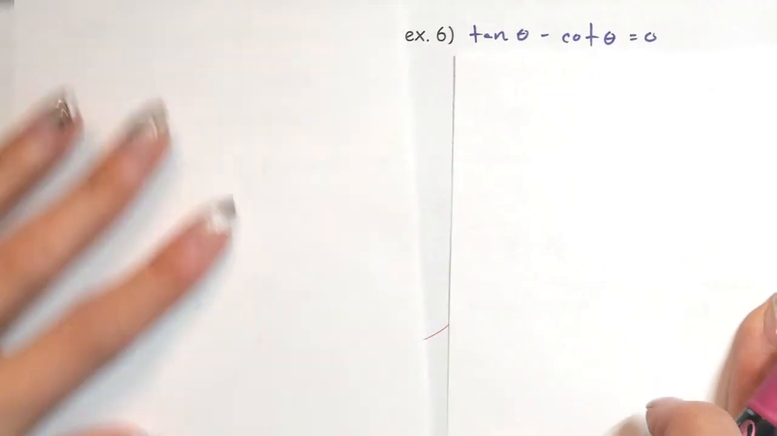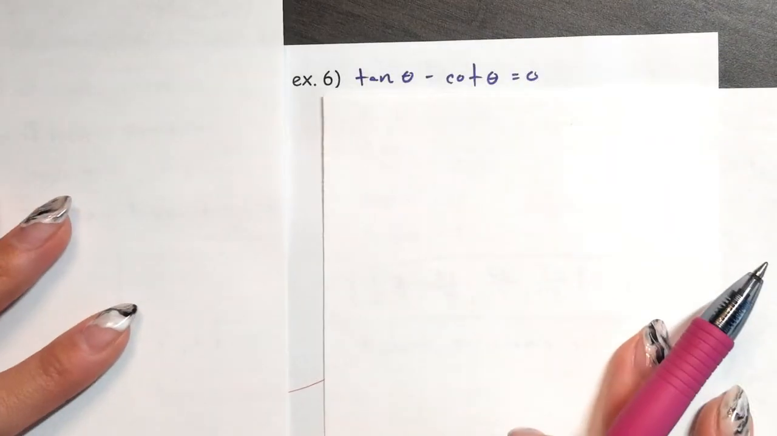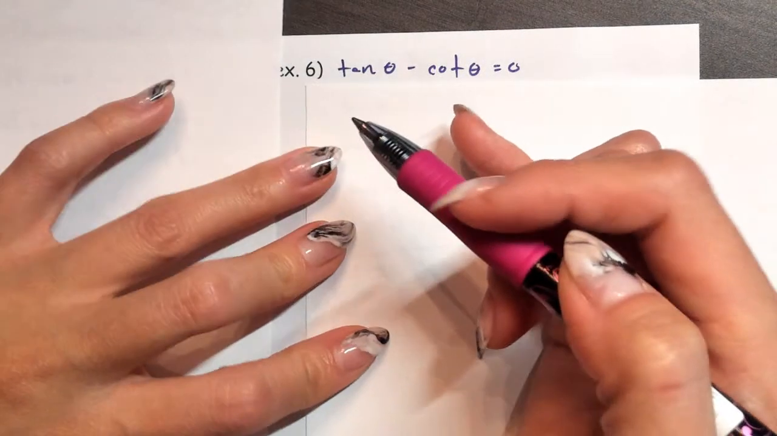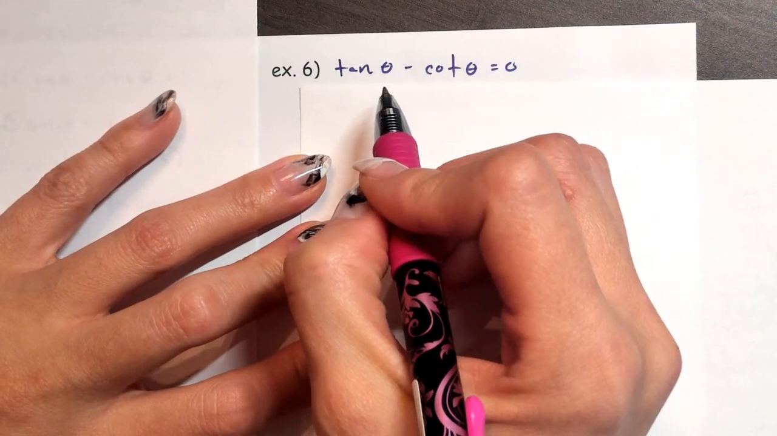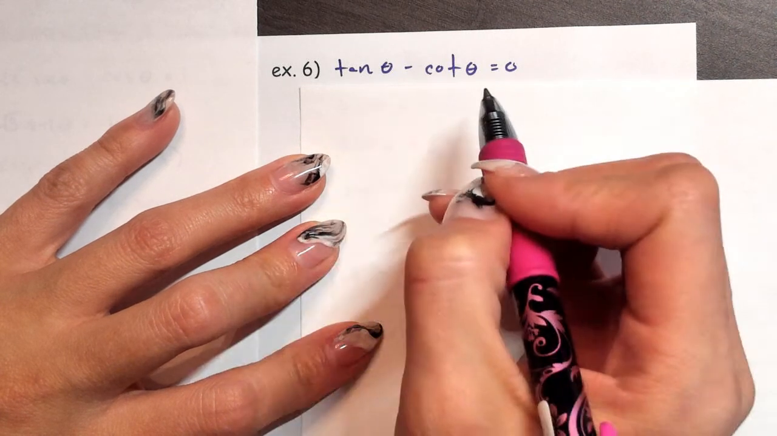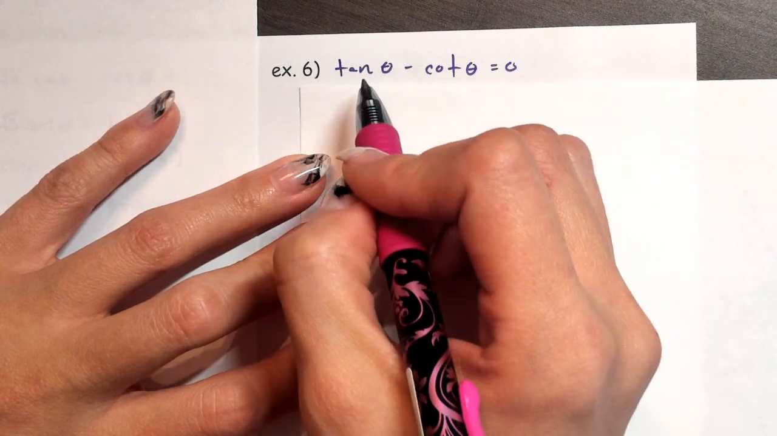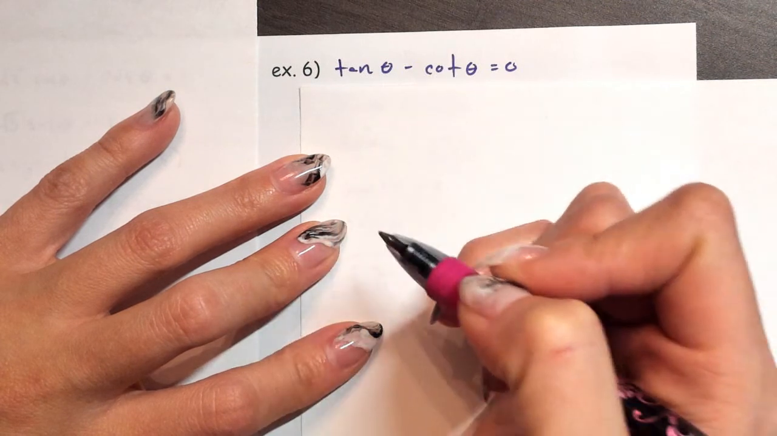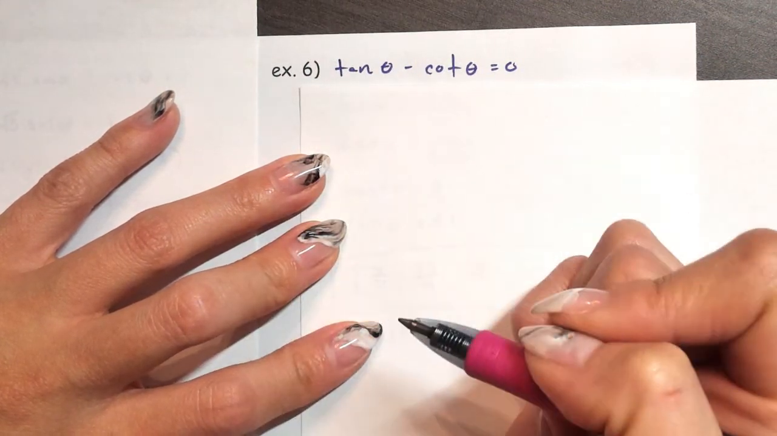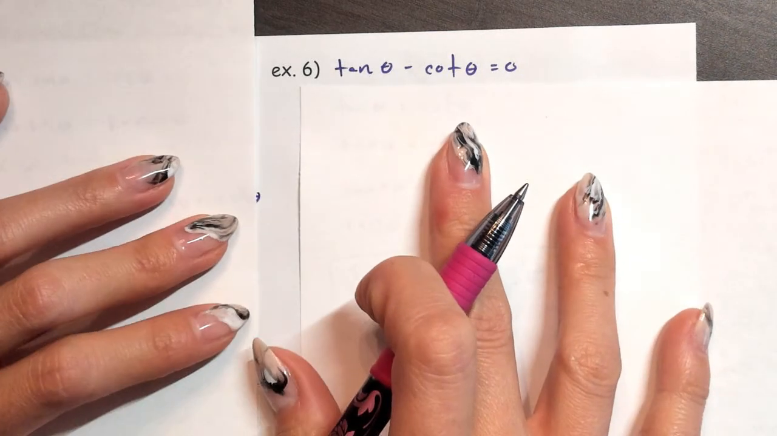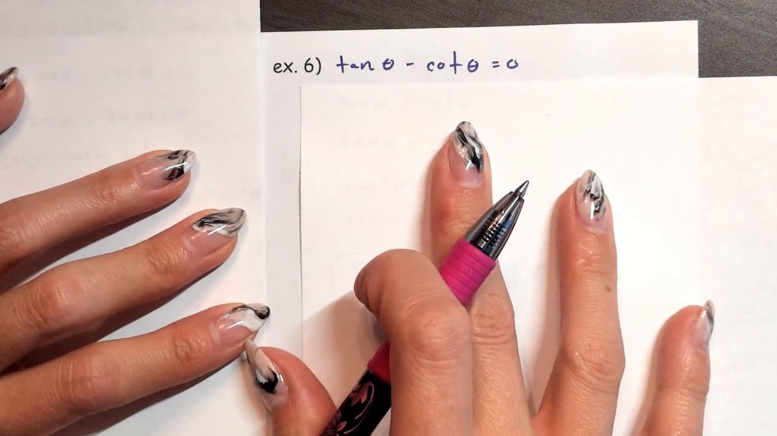So I'll show you number 6. Number 6 can be done a whole bunch of different ways. I'm going to do it the shortest way possible, okay? What can you do? You can change this into sine over cosine. You can change this into cosine over sine. You can do common denominators. You can do a whole bunch of stuff. But I'm going to show you what I think is possibly the fastest way.